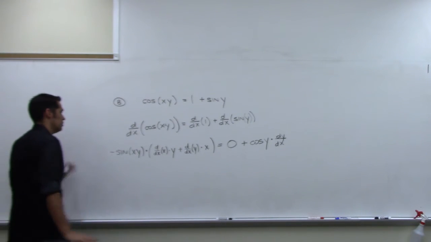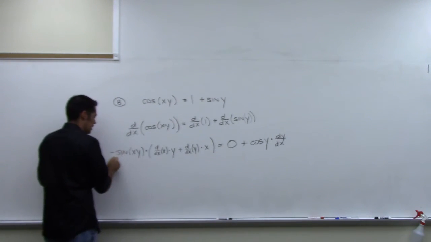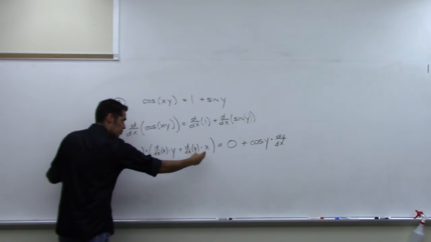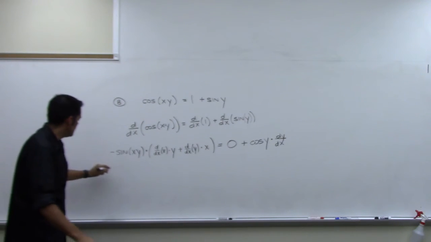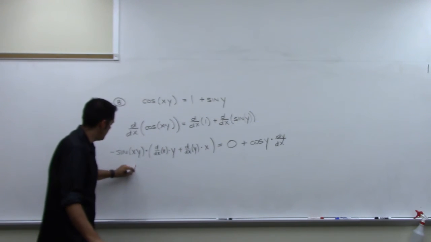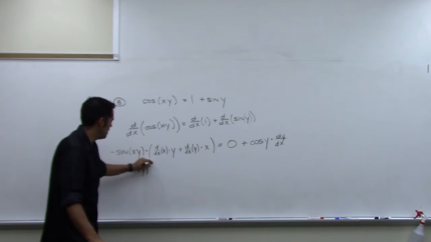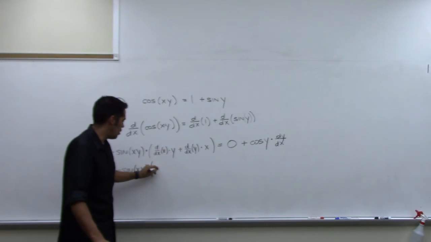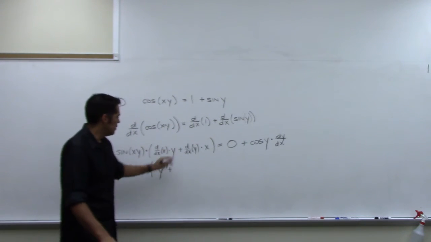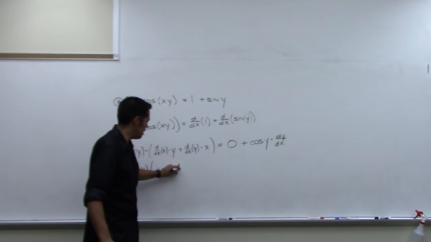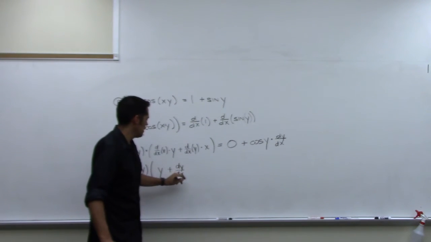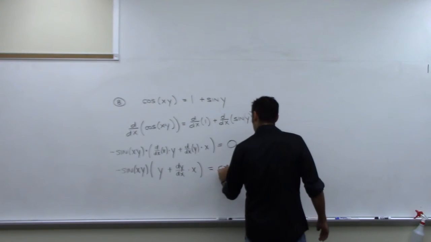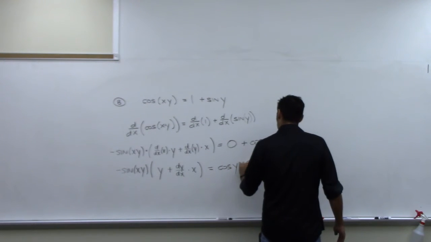So make sure that makes sense to you. Derivative of cosine of something is negative sine of the something, chain rule, times the derivative of what's inside, which is a product rule. So here's your product rule on that piece. And this is going to be negative sine of xy times, in parentheses, the derivative of x with respect to x, just 1. 1 times y is y. Plus the derivative of y with respect to x, that's dy/dx, that's what we're trying to find. And then times x. And then equals the right side, which is just cosine y times dy/dx.